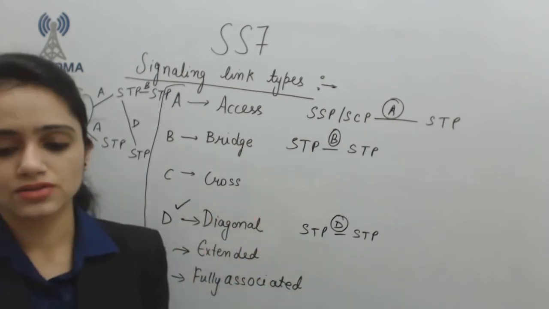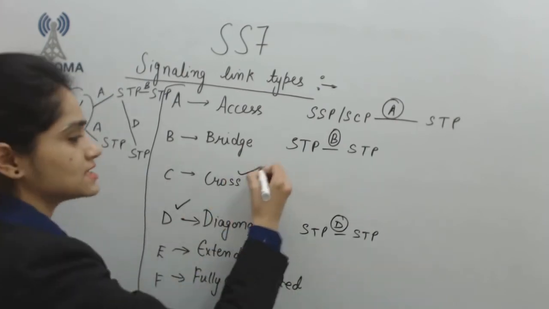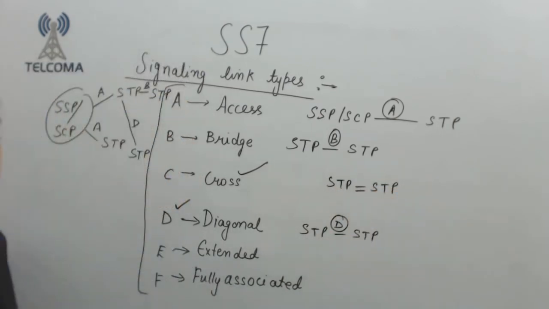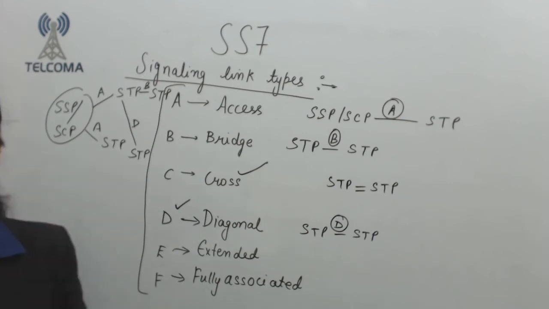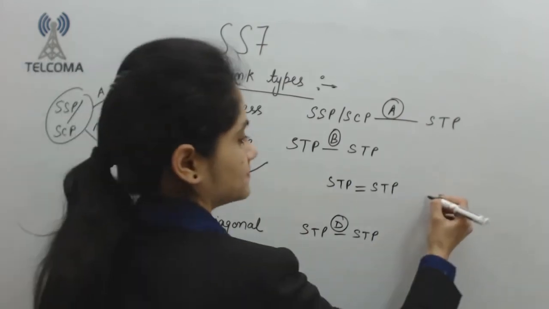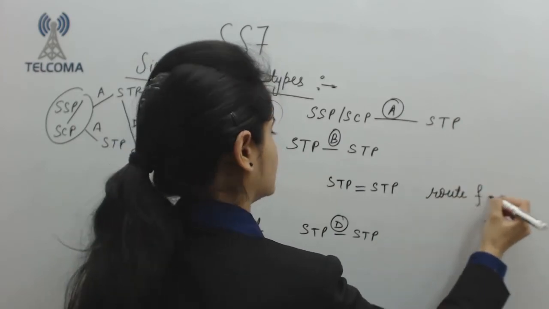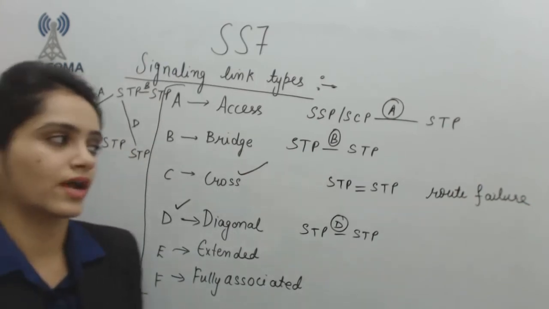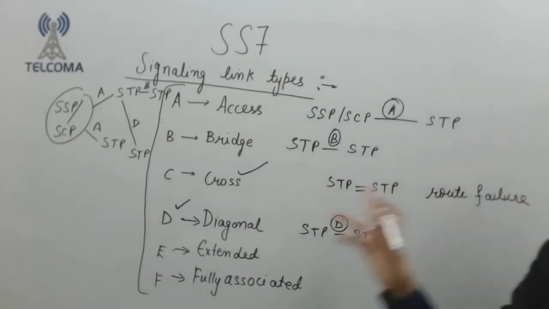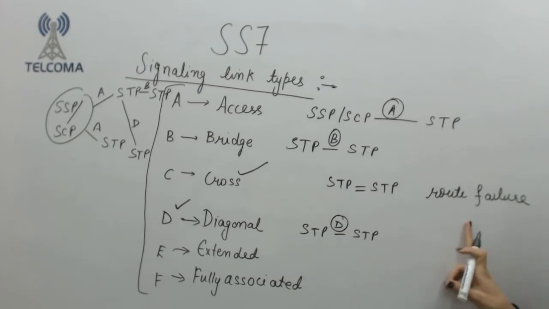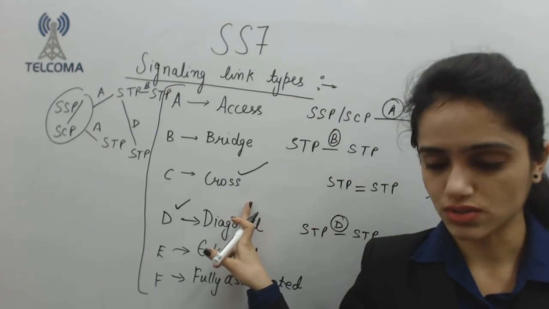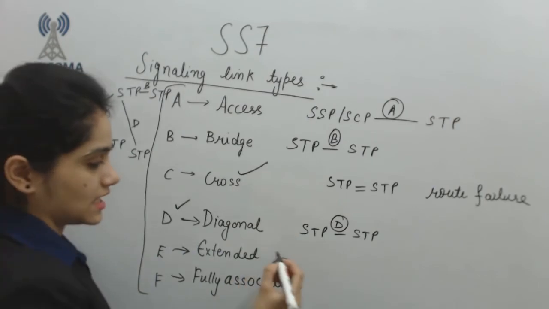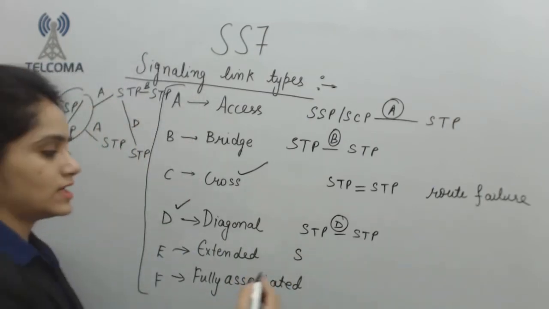Now we have a cross link. This is also between two STPs, and we have represented it with this symbol. This cross link is used in case of STP route failure. So in case of any failure of the network, we have provided another path, and in the case of a route failure, the link we have provided is known as a cross link.